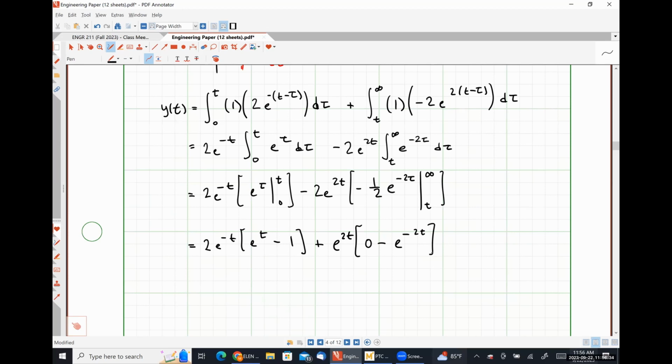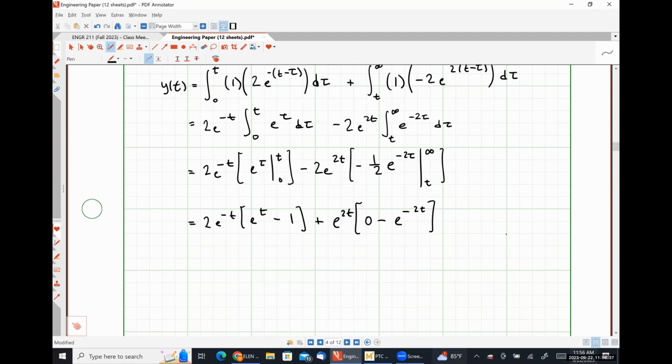So 2e to the negative t times e to the positive t just looks like 2. 2e to the negative t times negative 1 looks like minus 2e to the negative t. Then I have plus e to the 2t times 0 looks like 0. E to the 2t times negative e to the negative 2t looks like minus 1. So that's just going to look like 1 minus 2e to the negative t.